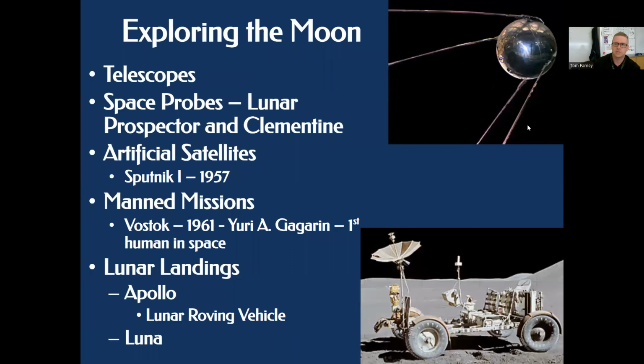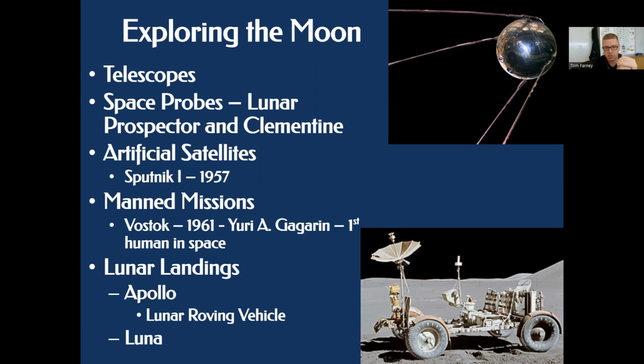So we're going to start off with a brief background about us exploring the moon. We've used telescopes and space probes to help us begin our understanding of what's going on on the moon. Our space probes, including the Lunar Prospector and Clementine, were some of the first we used. Sputnik 1 in 1957 was one of the first artificial satellites, deployed by the Russians to do some space exploration. It was the first artificial satellite that orbited the Earth. It started the Great Space Race.